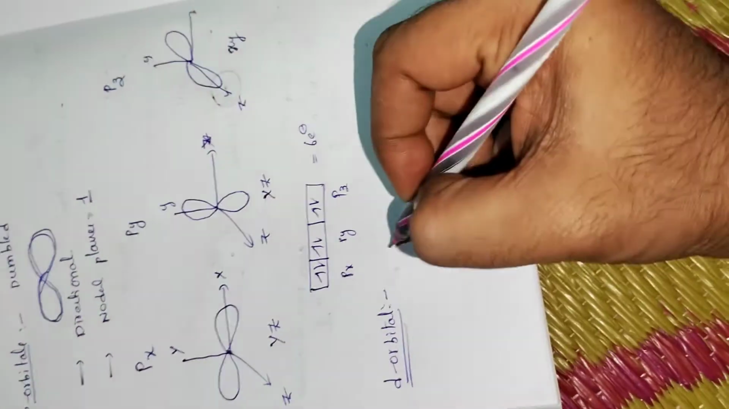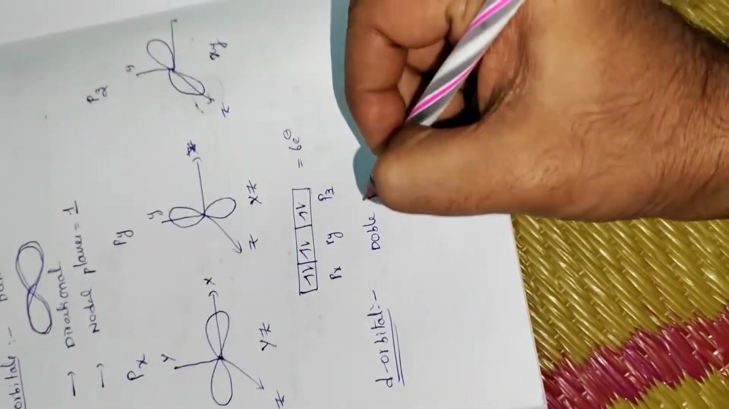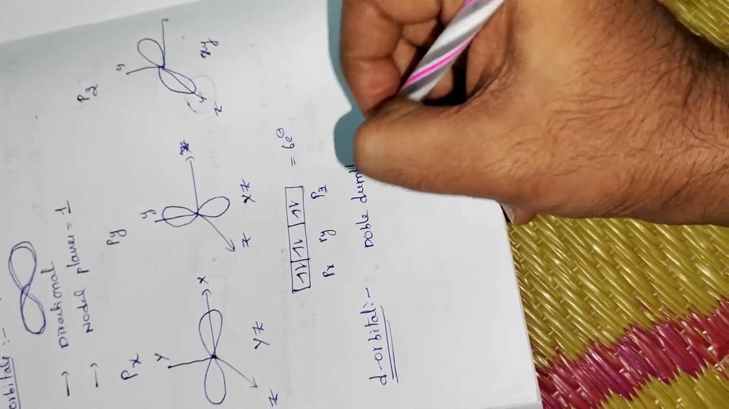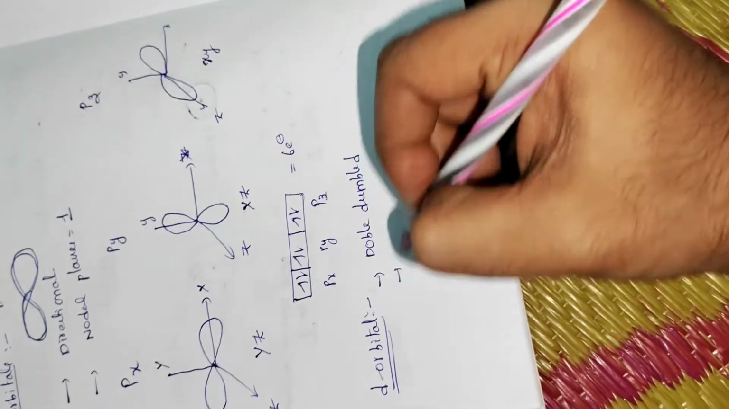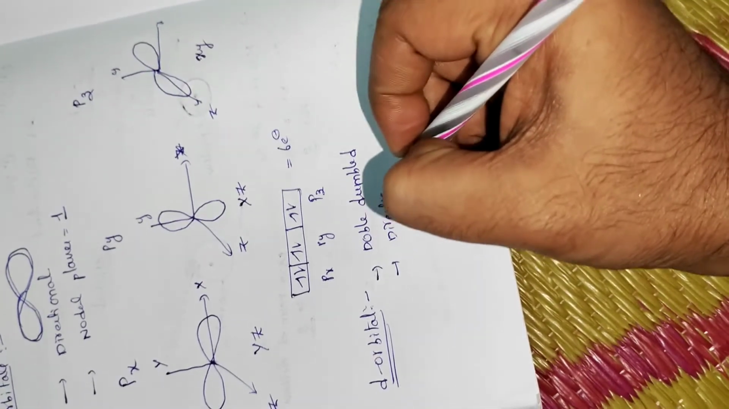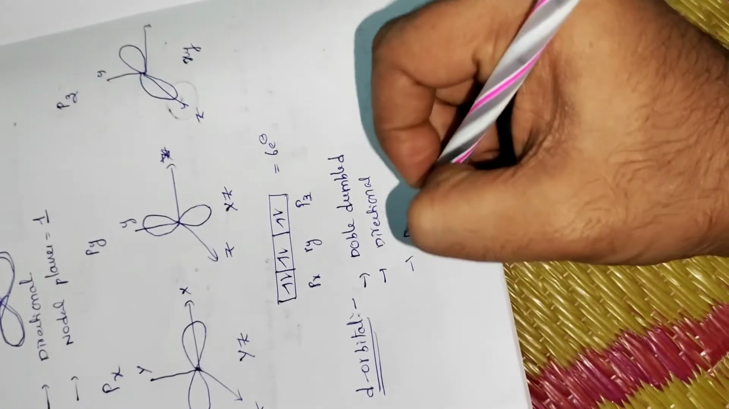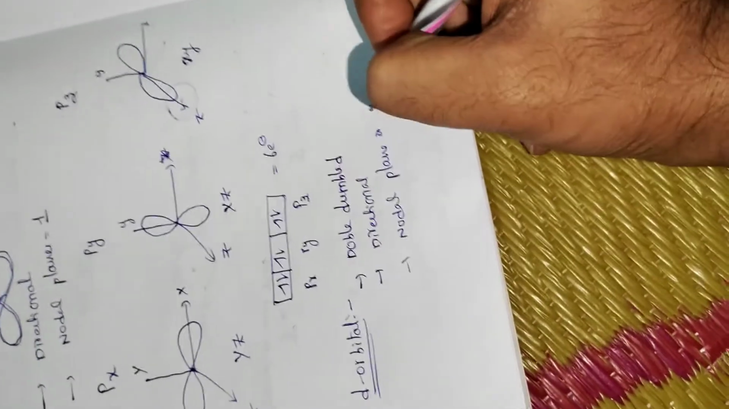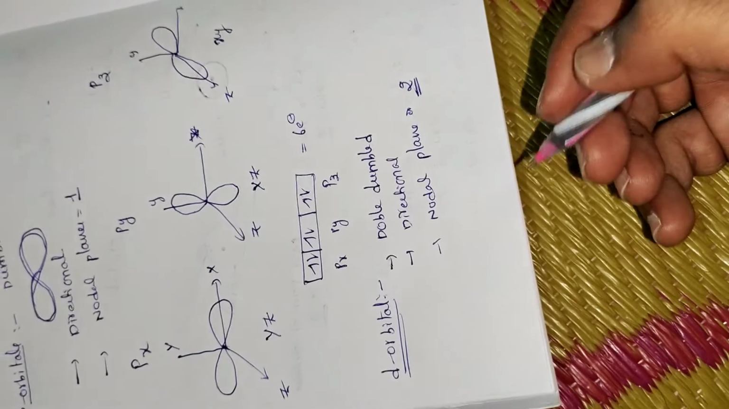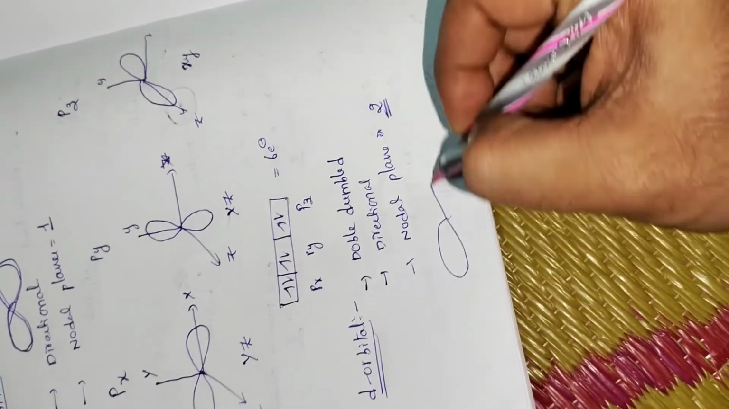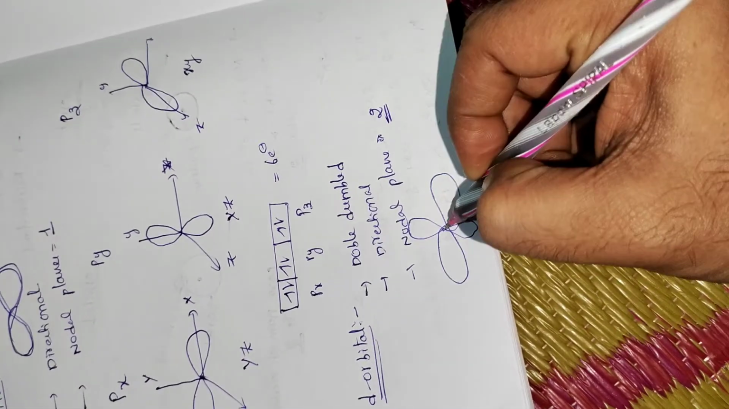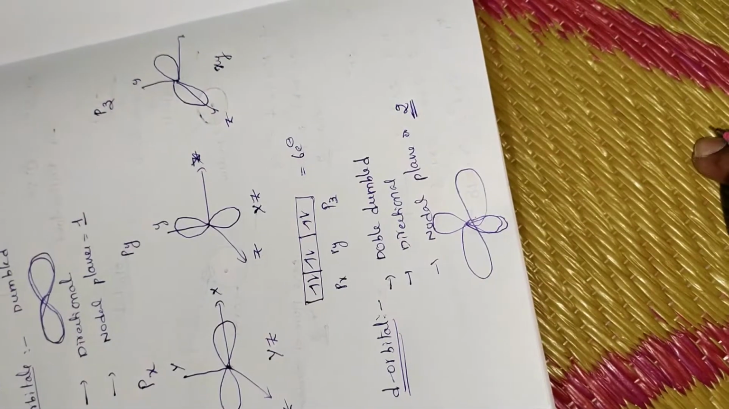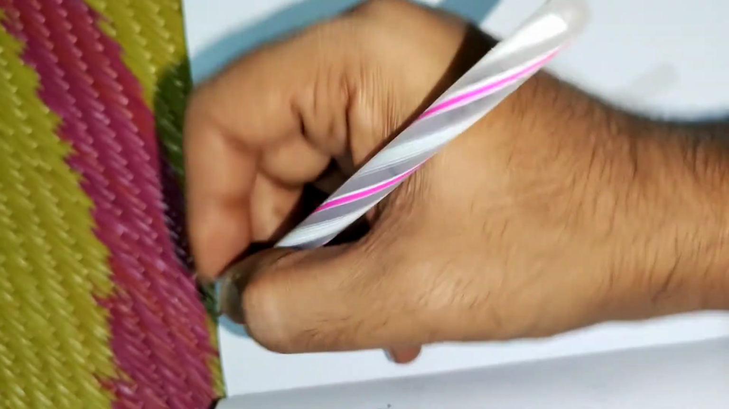The d orbital is a double dumbbell shape. This is also directional. Double dumbbell shape and directional. Nodal planes are 2. You know double dumbbell means like this. The d subshell is converted into 5 orbitals.